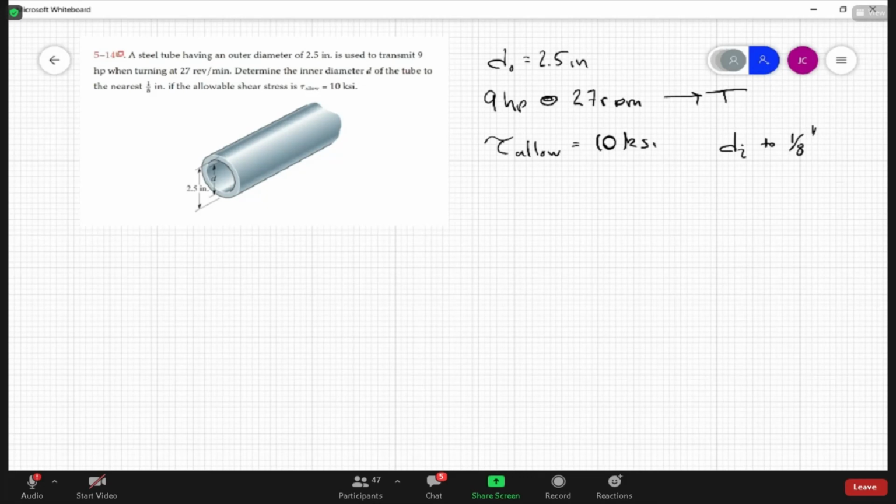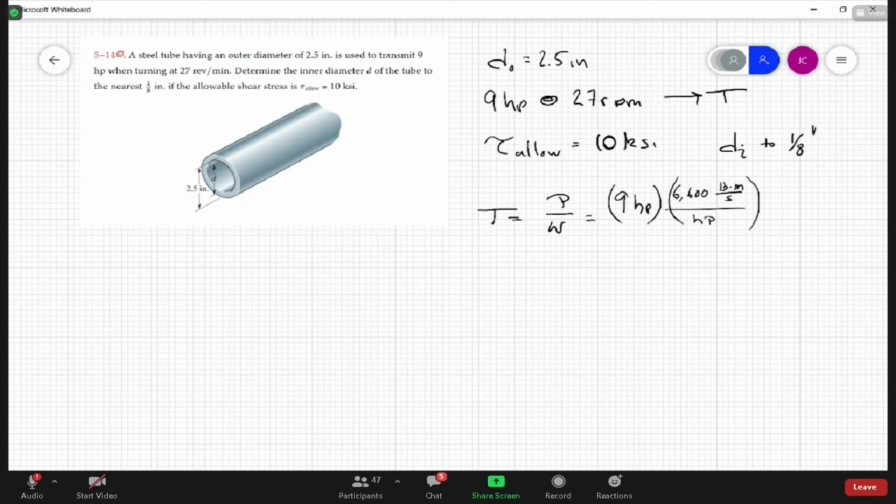All right. So let's first figure out the torque, right? So the torque is going to equal the power over the angular speed. But we got to do the unit conversion here, right? So we have 9 horsepower. And if you remember, each horsepower is 6,600 pound-inches per second per horsepower, right?